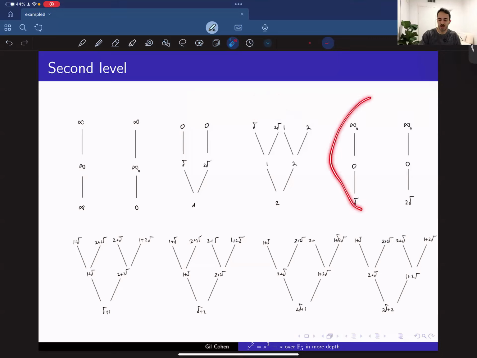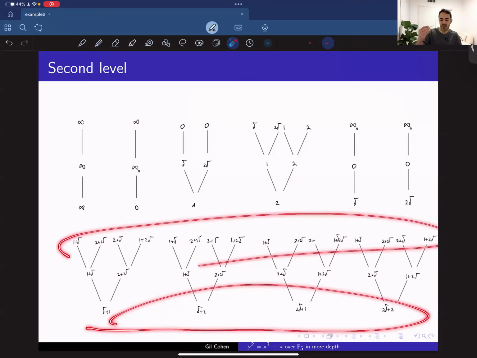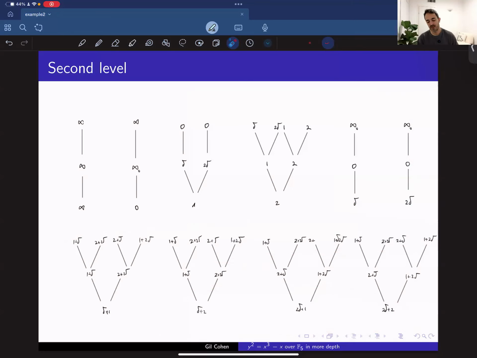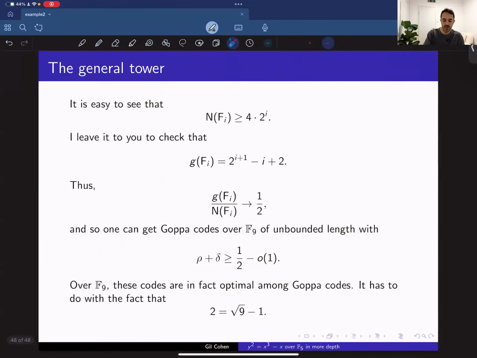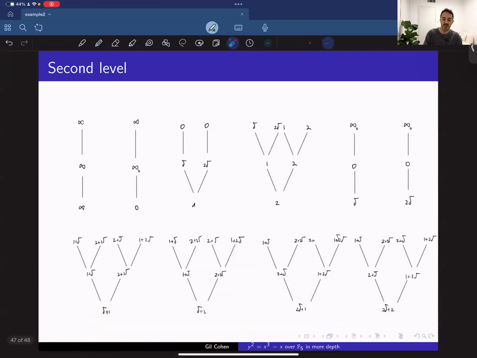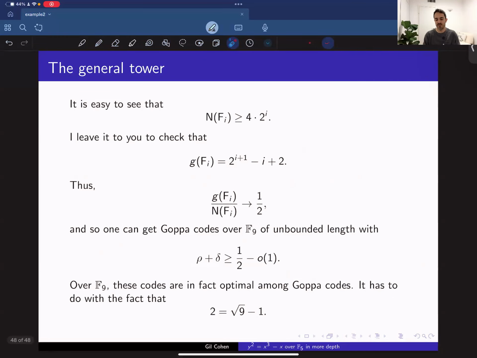And yeah, these two are terrible to begin with, but these four are amazing because they generate like 4 to the I rational prime divisors at level I. So, if you believe me about that, then you see that the number of rational places is at least, just accounting for this, at least 4 times 2 to the I, because you have 4 places that every time multiply themselves.